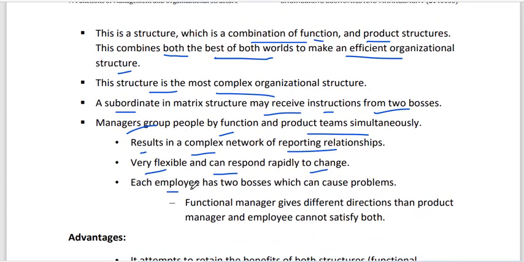Each employee has two bosses, which can cause problems. The functional manager and product managers A, B, C, D give different directions, and the employee cannot satisfy both. That causes a problem.